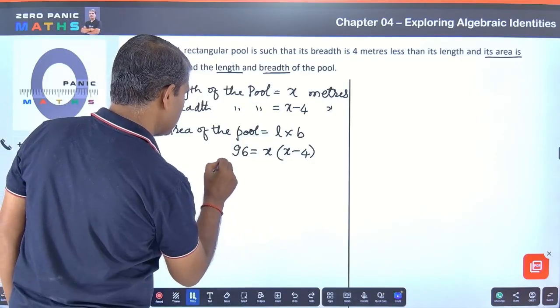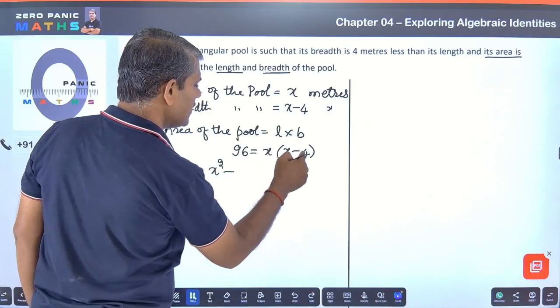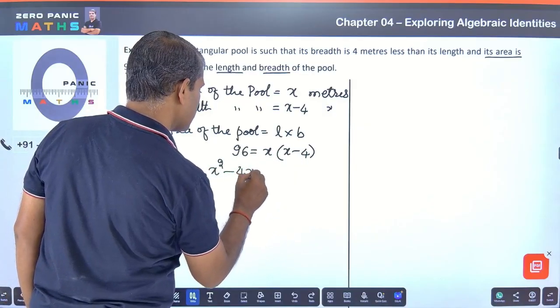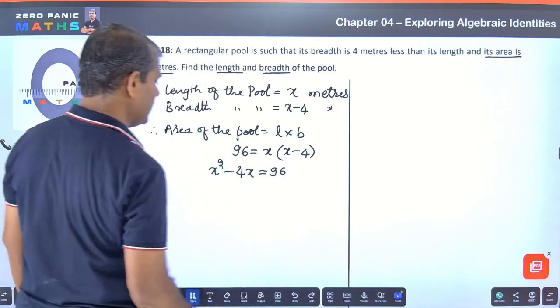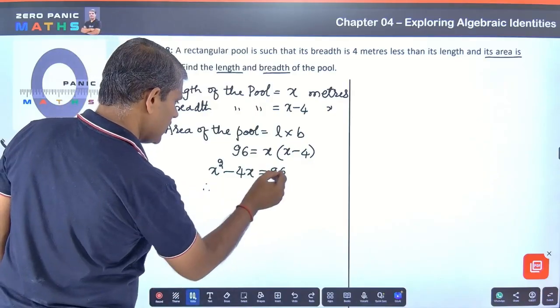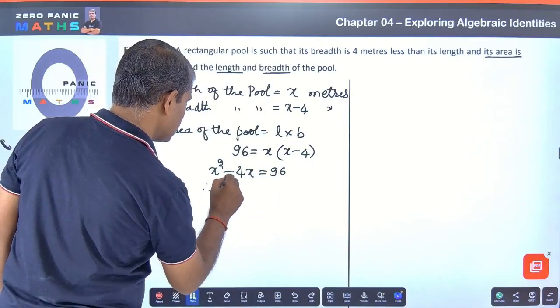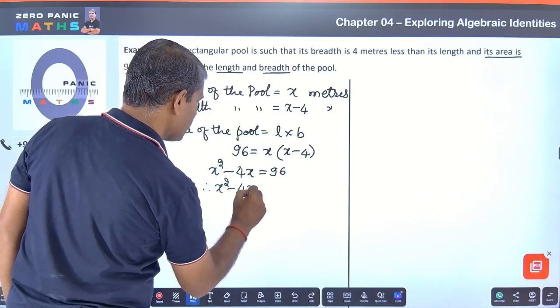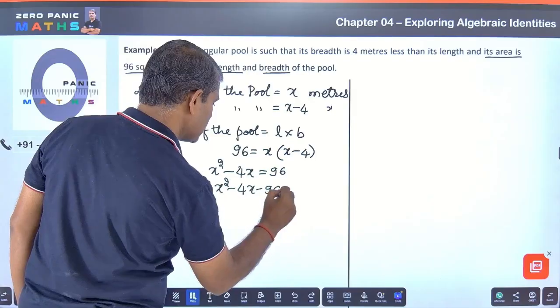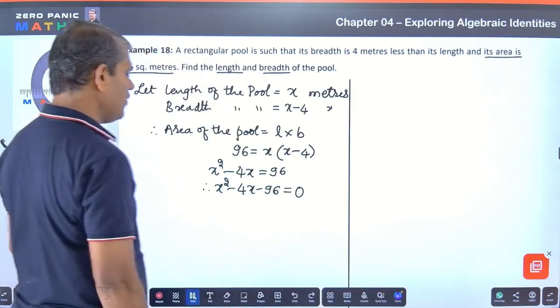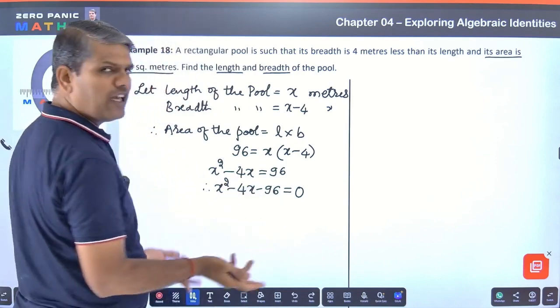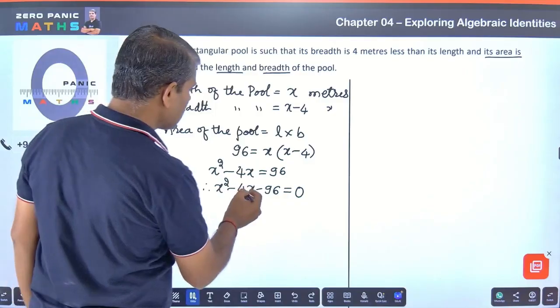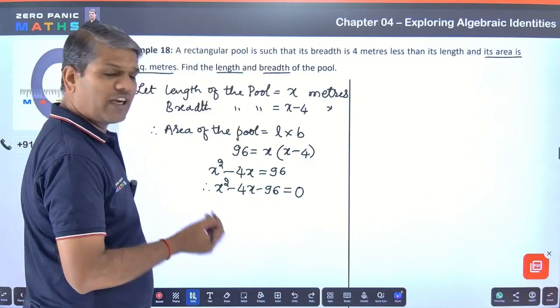We multiply that: x square minus x into 4, that is minus 4x, and then taking 96 to that side, this will be x square minus 4x minus 96 is equal to 0. Now we have to resolve this expression so that we will get some value of x. Let us resolve that again by using the factorization method.